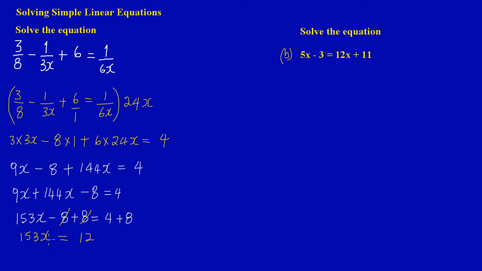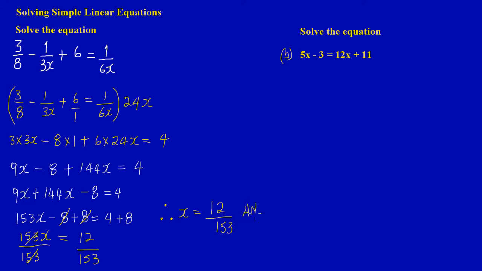Since 153 is multiplying the x, we have to get rid of that. So we're going to do that by dividing through by 153. So I'm going to divide both sides by 153. 153 will cancel out with 153. Therefore, x must be equal to 12 upon 153. And that will be our answer.